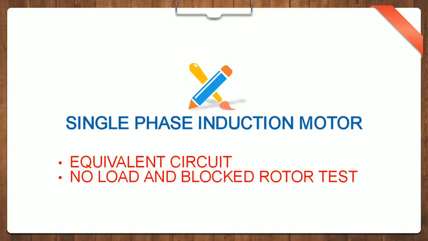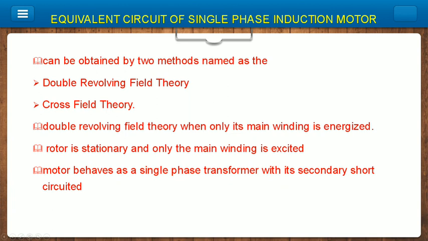Good morning. Today we are going to discuss the equivalent circuit of a single phase induction motor and also the no load and blocked rotor test. To draw the equivalent circuit, we have two methods: double revolving field theory and cross field theory. In double revolving field theory, we have to consider two conditions: only the main winding is energized and the rotor is stationary.